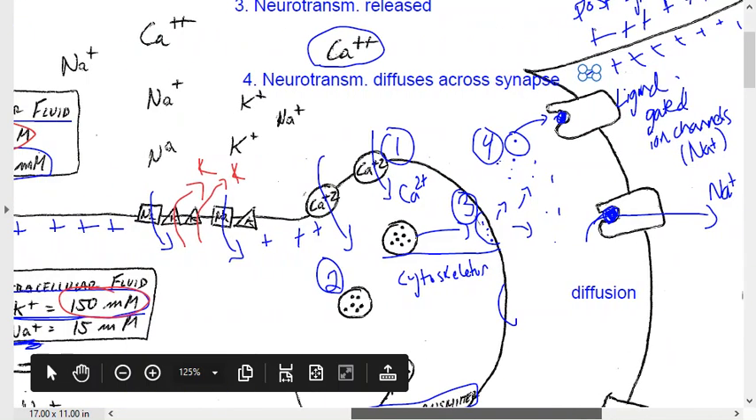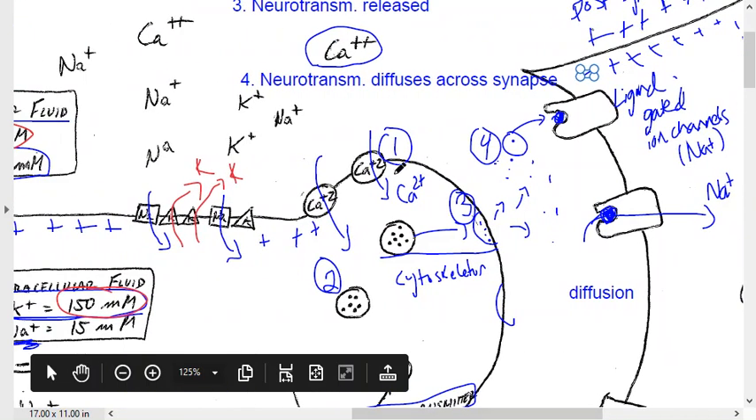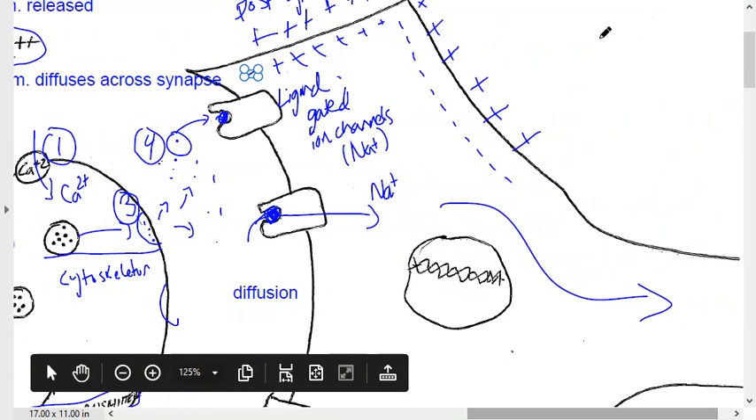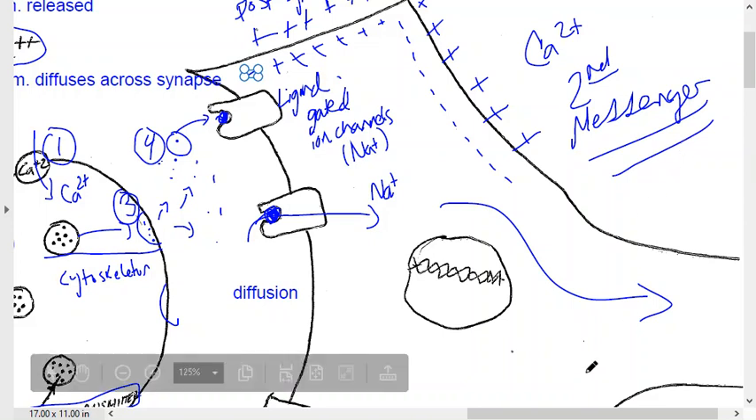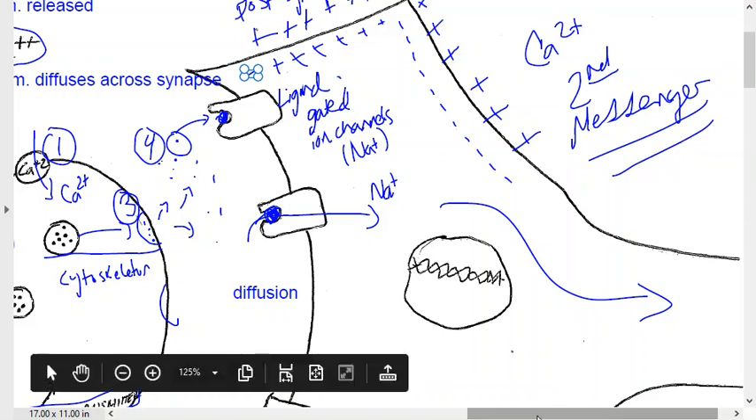So in this case, the role of calcium is a second messenger. Remember, we talked about this last video. Calcium is a second messenger in this system. All right, so we're almost done here.